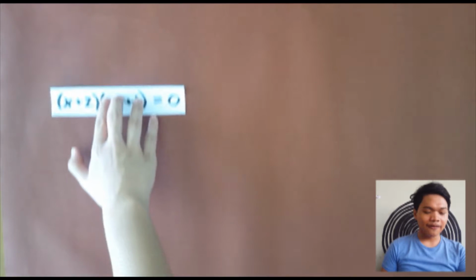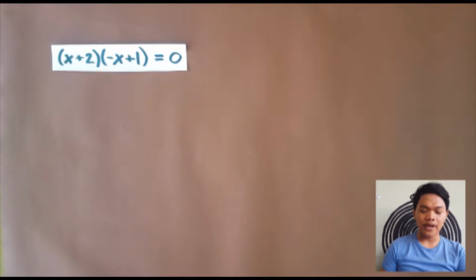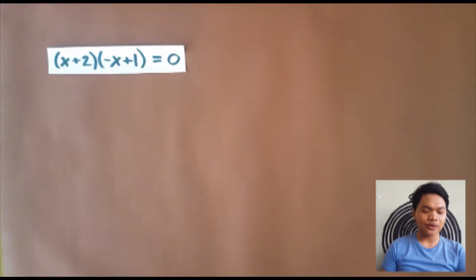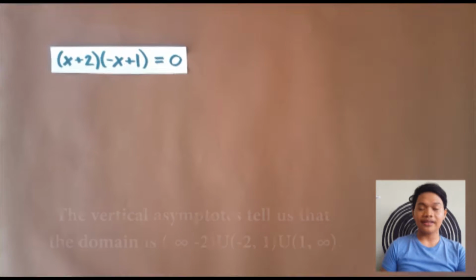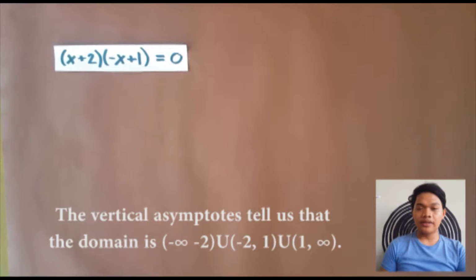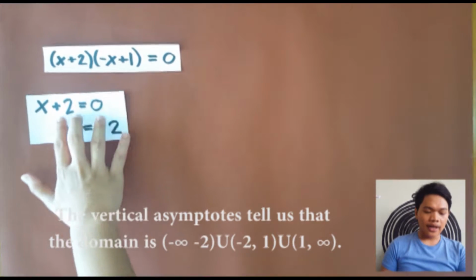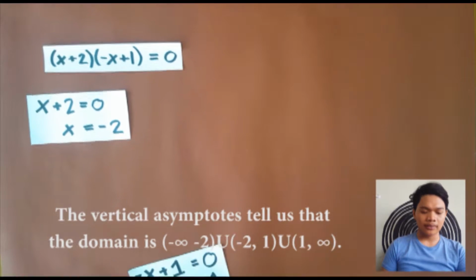To get the vertical asymptote of our function, you need to factor the denominator. After factoring it, the factors are x plus 2 and negative x plus 1. Then equate each factor to 0 and you will get the vertical asymptote. There would be x equals negative 2 and x equals 1.